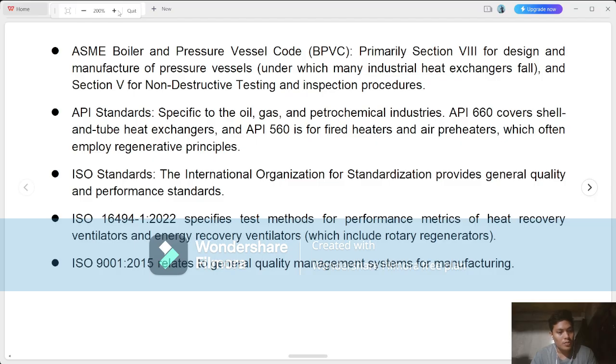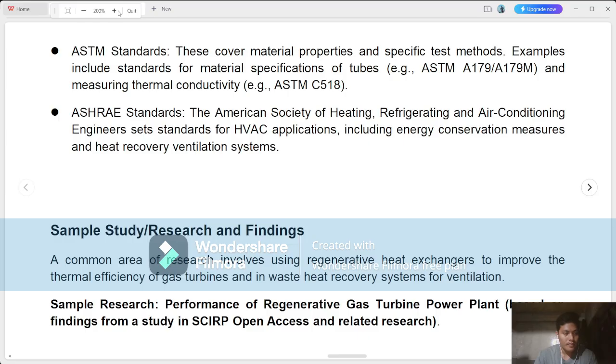ISO 16494 specifies test methods for performance metrics of heat recovery ventilation and energy recovery ventilation. ISO 9001 relates generally to quality management systems for manufacturing.